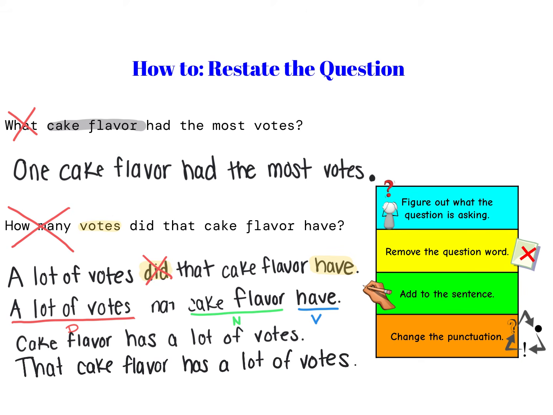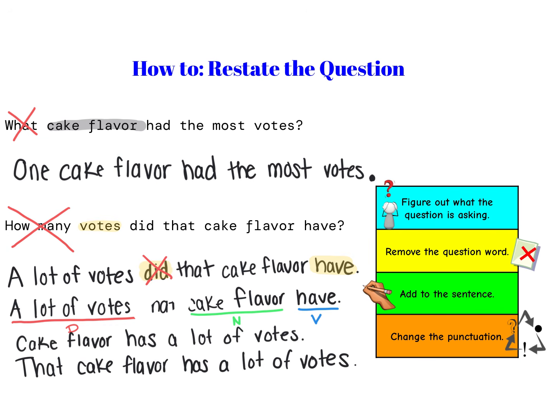Now, there's a few things that you will notice that I've done just by completing this process of adding to the sentence. One of the things that I did was I changed the word have to has. We have learned about the differences between have and has and when we should use them with different pronouns. And cake flavor would be considered an it. And so we use has instead of have. But here at the bottom, I added in the word that. That cake flavor has a lot of votes.